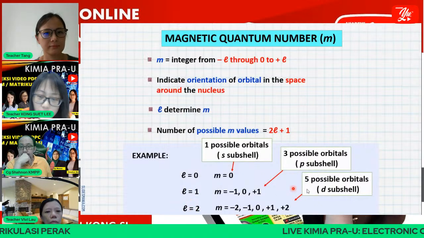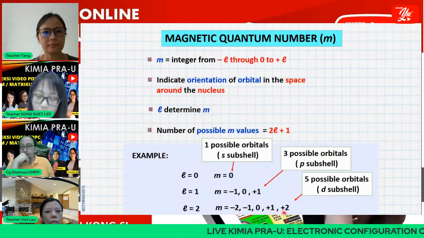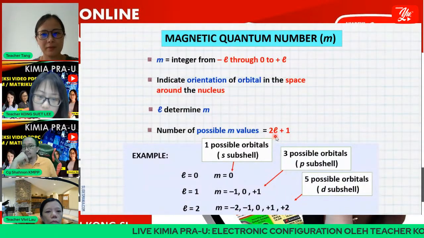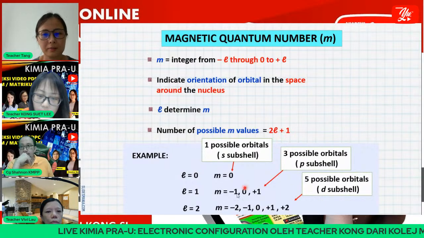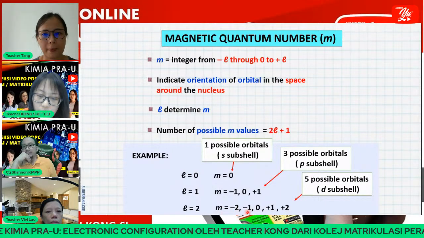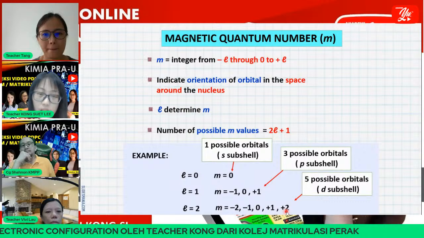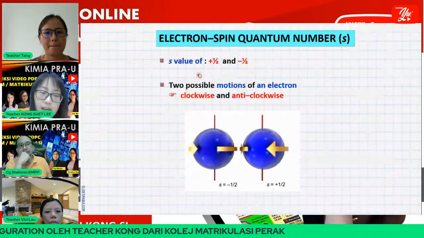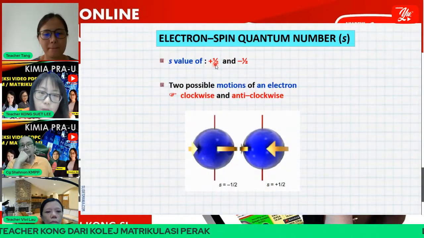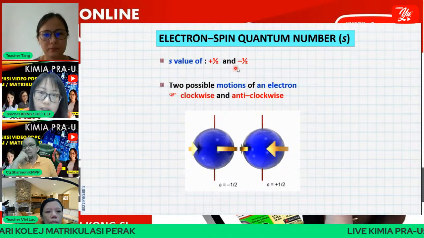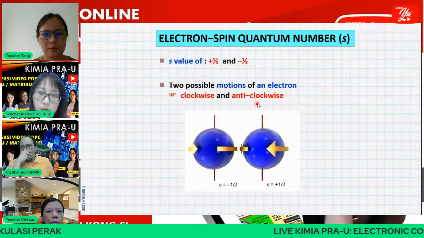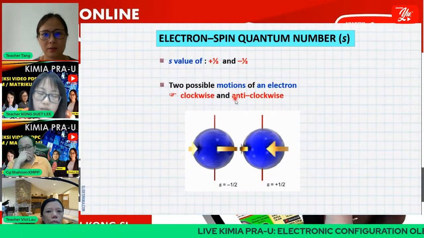When L equals 2, it represents the d subshell, and there are 5 possible values: 2 times 2 plus 1 equals 5. The possible values are negative 2, negative 1, 0, positive 1, and positive 2. And then the last one is the spin value, where positive half represents clockwise and negative half represents anti-clockwise. It shows the motion of an electron.